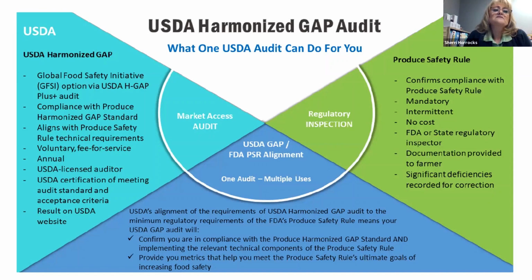Our type of audits, not all, just our harmonized audits, are in line with the requirements of the FDA FSMA. The regular GAP audit is not. It is a basic audit, a beginning audit, and does not align with the Produce Safety Rule.